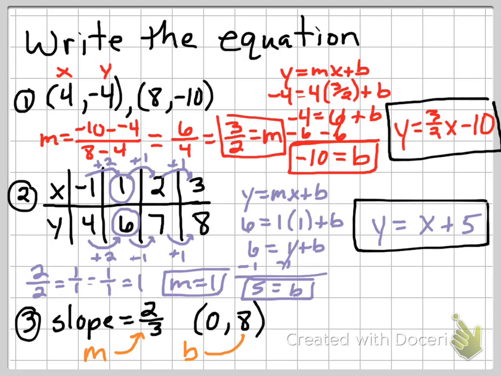And this last one's easy because they actually gave you the m and the b. The slope is the m, so m is 2 over 3. And the point they gave you is the y-intercept. Because of the x being 0, that means whatever that other number is, it's the b. So b is 8. So that means the equation is just y equals 2/3 x plus 8.